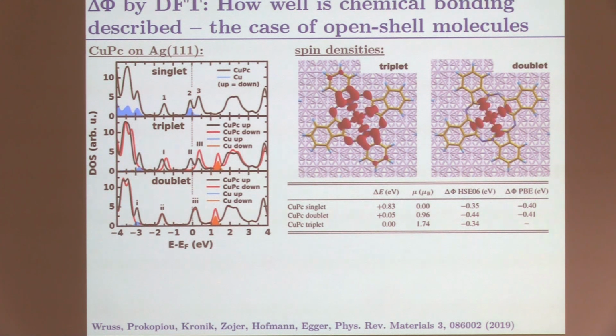But then I can compute the spin density of the triplet and the doublet to find that it looks very different, and you can calculate other things like spin polarization at the Fermi energy, and it will also change for all of these 3 cases.